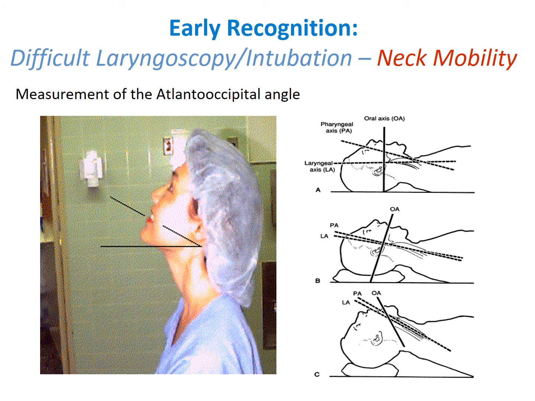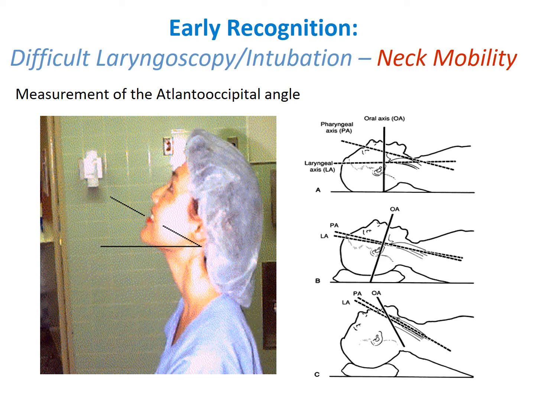This slide actually talks about neck mobility and the measurement of the atlanto-occipital angle. And I think this is important and maybe will help you understand what it is that you're actually trying to achieve when you put the patient in the sniffing position and you extend their neck. So in component A on the right-hand side, you see that we have 3 competing axes. We have a straight up and down horizontal oral axis, we have a pharyngeal axis, and a laryngeal axis. And when someone's sitting there with their mouth open flat, there is no way that those 3 things are aligned.